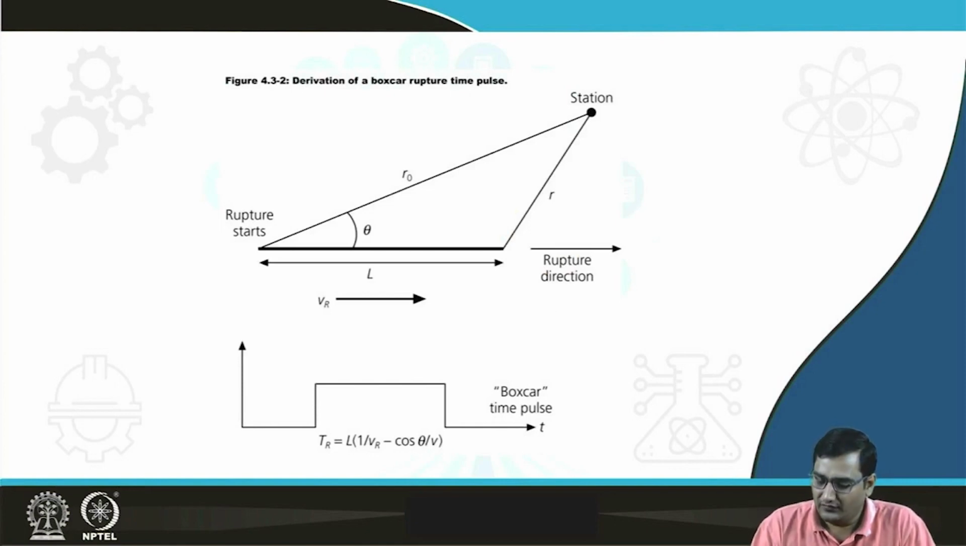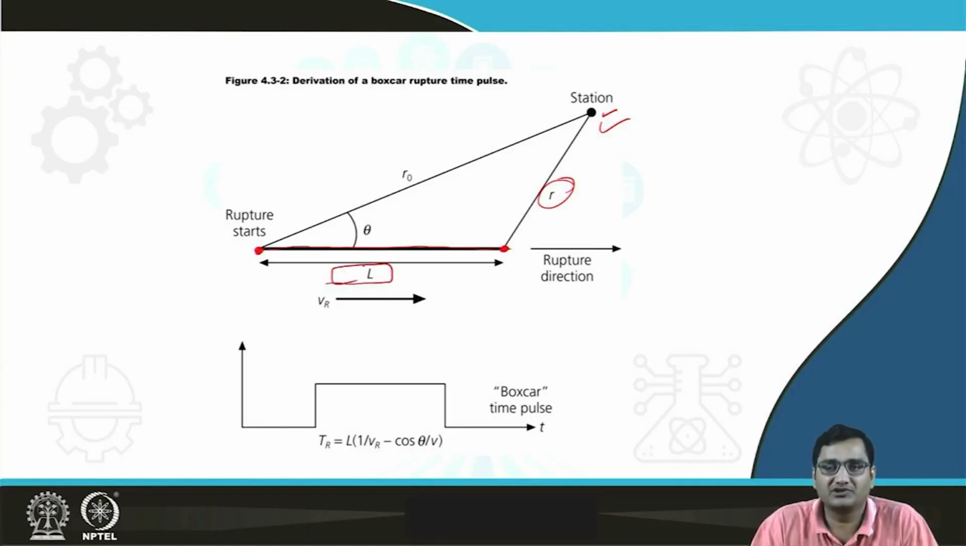Now if you look at this particular model here, you can see this is the finite fault. This is the start point of the fault, and this is the ending point of the rupture. When the rupture starts at this point, the rays from this starting point reach this particular station in time r0 by v. V can be the velocity of the P wave or the S wave, and as the rupture reaches the end point here, the rays reach this station at time r by v plus L by V R.